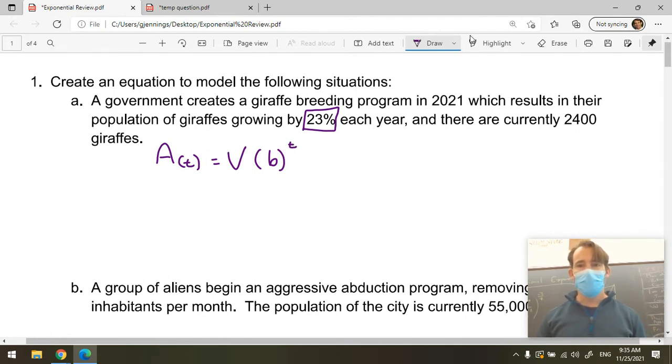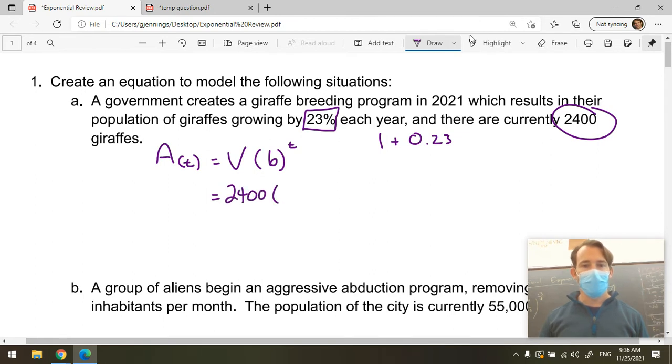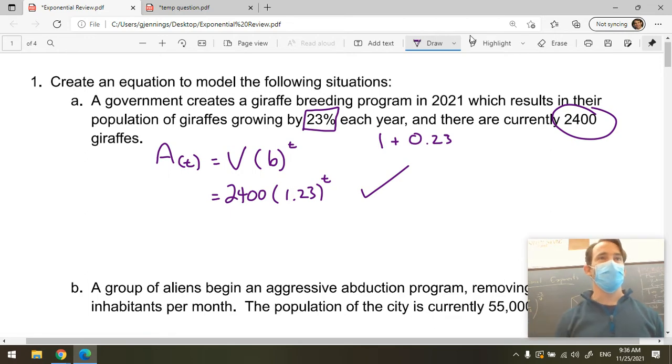Here, this is our v, 2,400 giraffes is our v, and our b is this percentage as a decimal plus 1. That's our growth factor. That's 123%. That's how many giraffes are going to be there next year. So A of t is going to be 2,400 multiplied by 1.23 raised to the power t. There, done, final answer. That's all we've been asked to do there, just create a nice exponential function that will predict the number of giraffes in successive years.